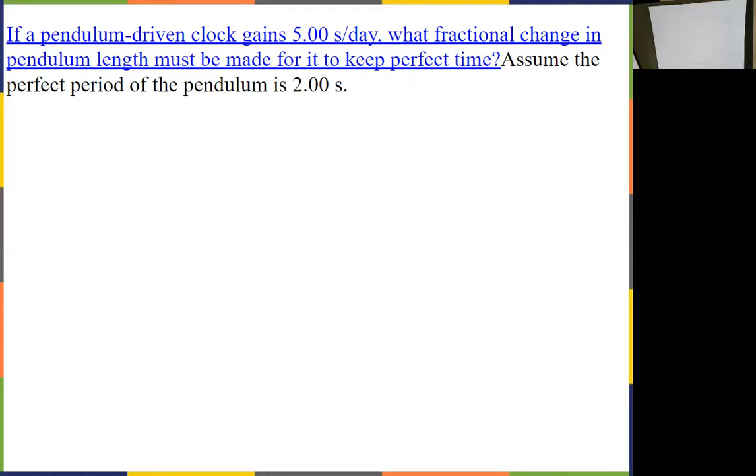So I think the key here is to figure out what will be the period of this clock, and then compare it to the ideal one, the perfect one. The perfect one is 2 seconds. Now it says it gains 5 seconds per day. So that means it actually should have a slightly shorter period, right?